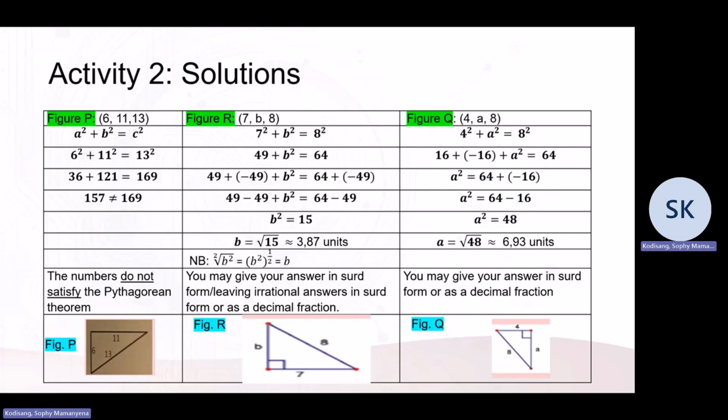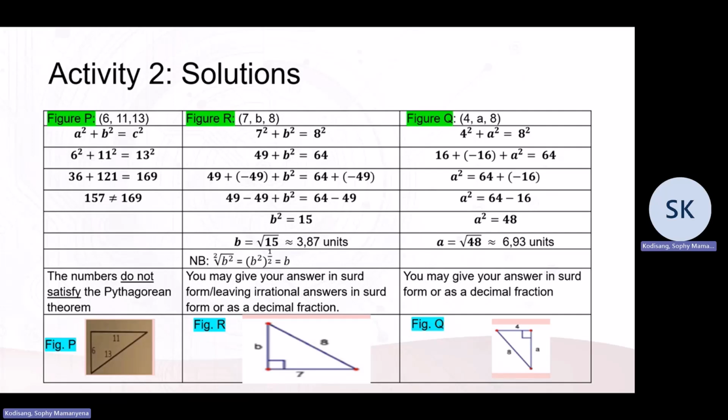Now let's look at number 2. Number 2 and number 3 is a different question in the sense that you need to calculate the third side. You are given 7, you are given B, you are given 8. 8 is the hypotenuse if you look at the diagram, figure R. 7 is one side and B is the other side. Now, very important again, make sure that you write down the formula A squared plus B squared is equal to C squared. But this time we are given the hypotenuse and one side. It means we need to get the other side.